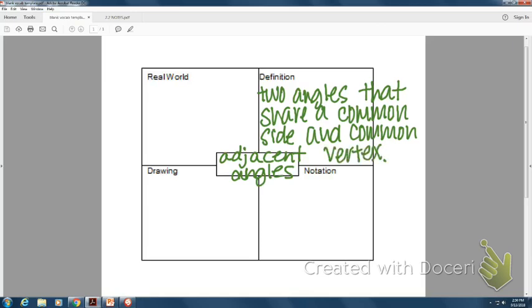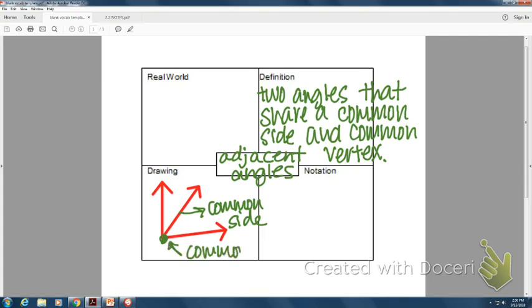Okay, so if we draw our picture, this would be your common side, and this would be your common vertex. Questions on adjacent? Okay.